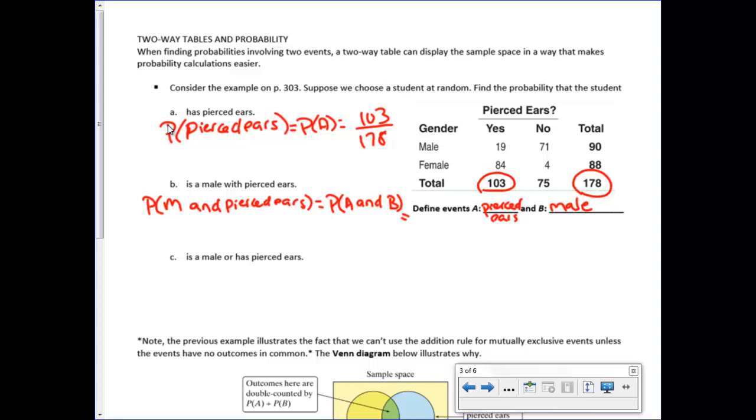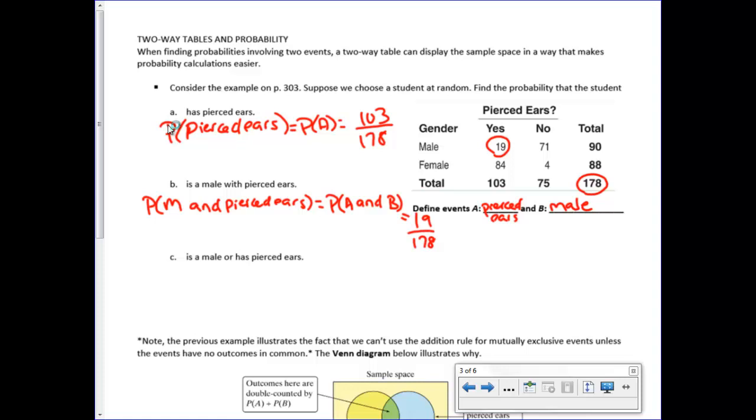Instead of saying male and pierced ears, I'm shortening it to probability of A and B. So we look at our chart and ask, who are my people that are male and have pierced ears? How many is that? 19. Here are my males, they have pierced ears. There are 19 out of 178 students total. In that whole group, we do have 90 males and 103 people with pierced ears, but specifically there are 19 males that have their ears pierced. We have 19 out of 178.